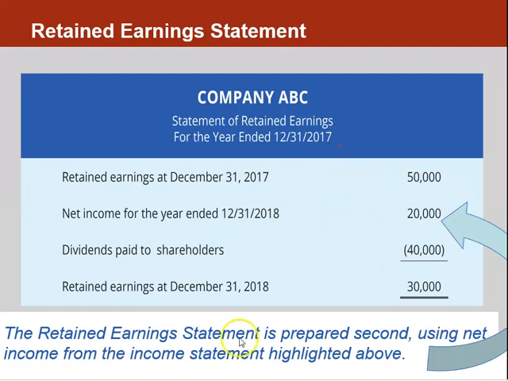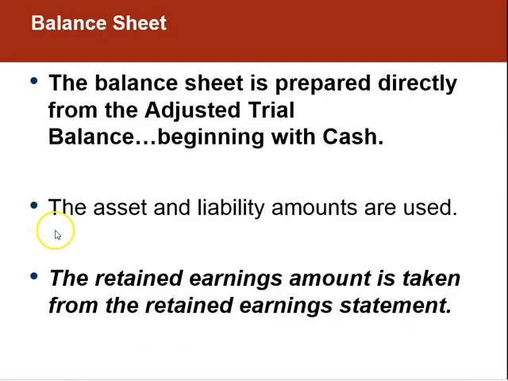All right, so let's move on then to the balance sheet, and it says the balance sheet is prepared directly from the adjusted trial balance, beginning with cash. And the great thing about that is we don't even have to skip down to find the revenues. We can just start right at the very top of the balance sheet. And it says here the asset and liability amounts are used. The retained earnings amount is taken from the retained earnings statement. So that's going to change. And that's automatically populated.